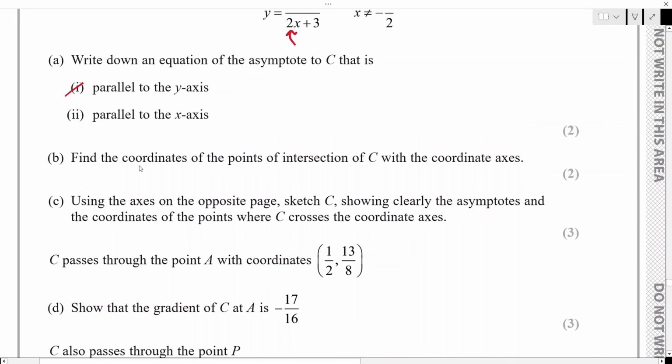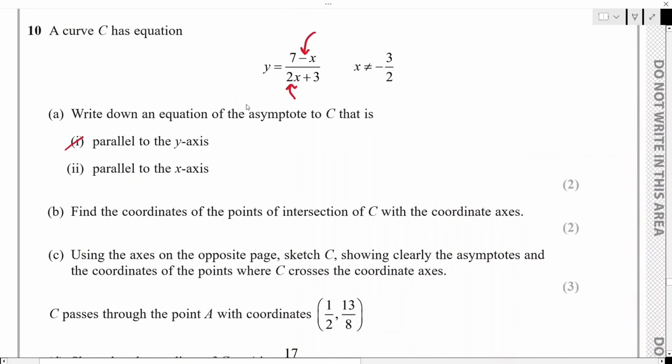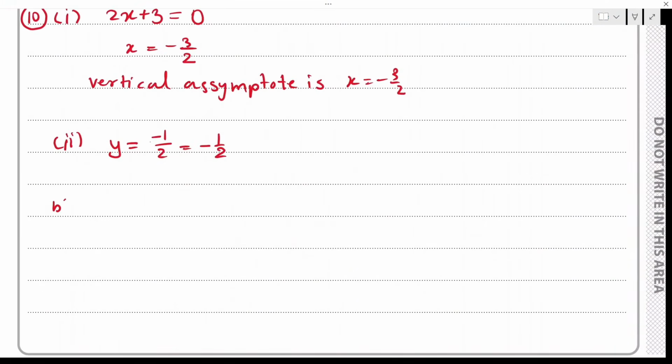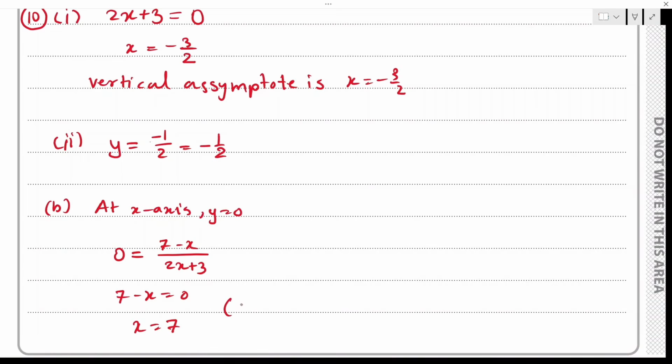Now for part B, we have to find the coordinates of the points of intersection of C with the coordinate axes. We have to find the points at which our curve crosses the x-axis and the y-axis. For the crossing point at the x-axis, we know that y equals 0. So if I substitute y equals 0 into our expression, we get 0 equals (7 minus x) divided by (2x plus 3). So 7 minus x is equal to 0, or x is equal to 7. From this we can see that (7, 0) is the crossing point of our curve on the x-axis.